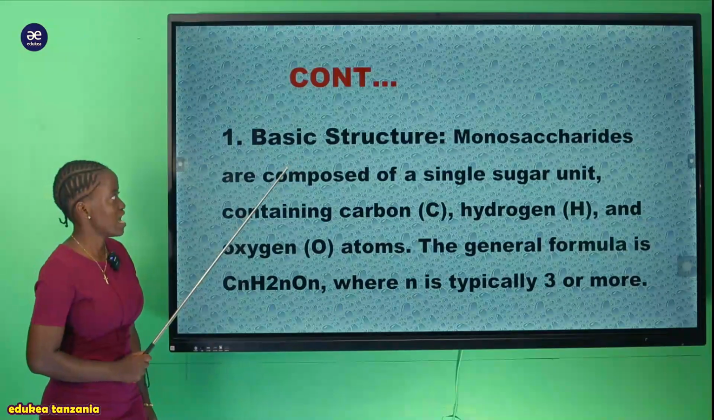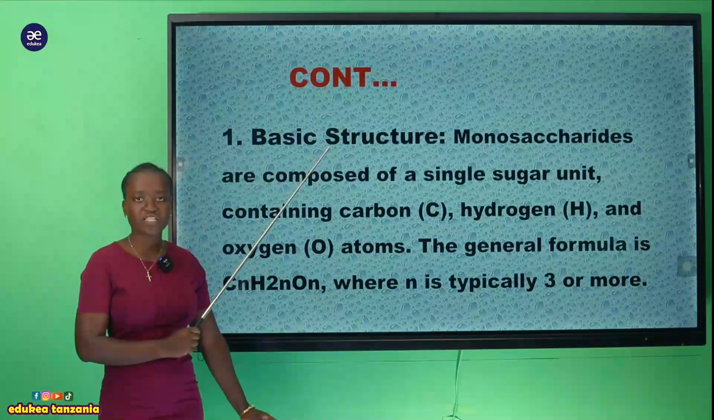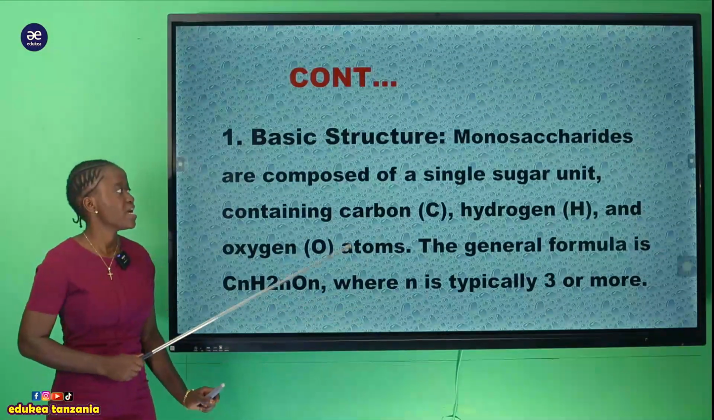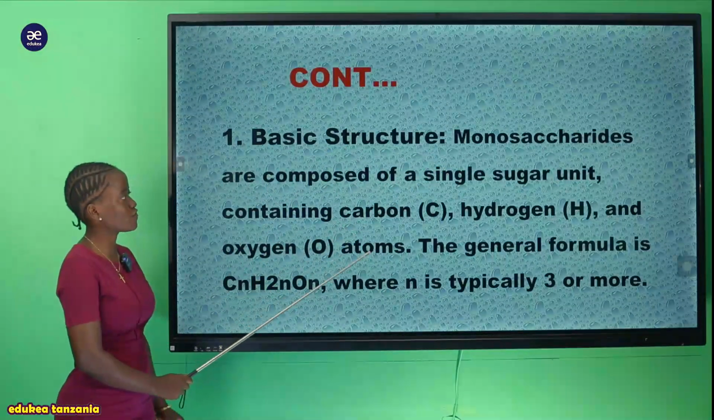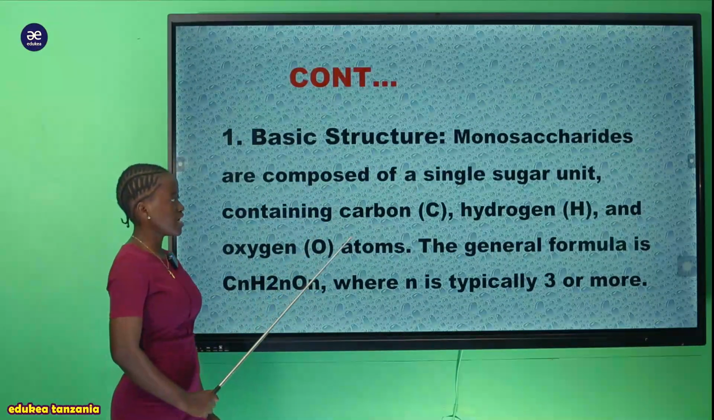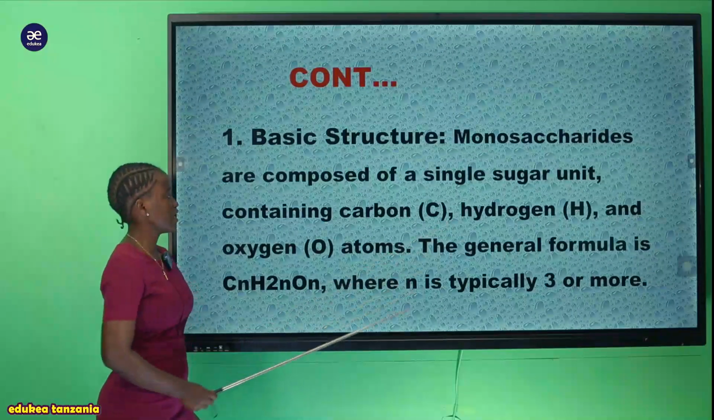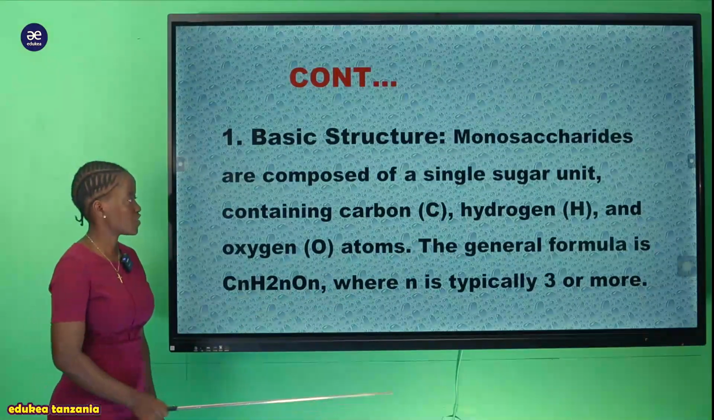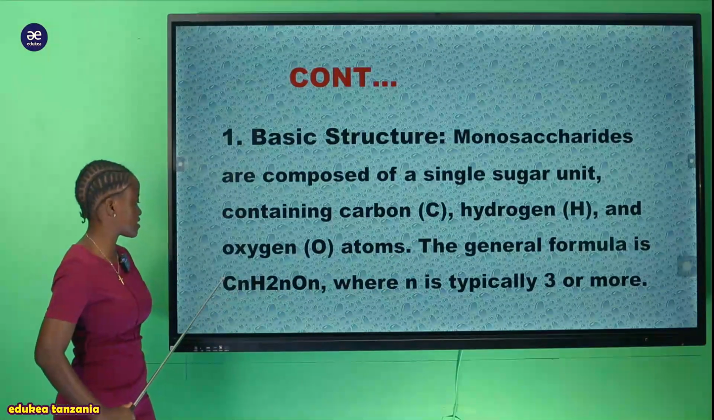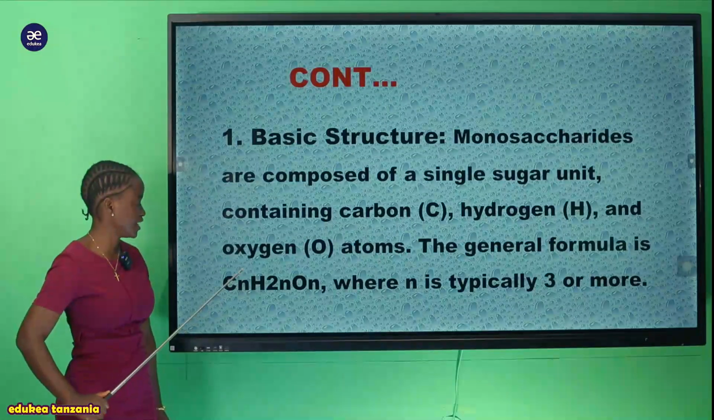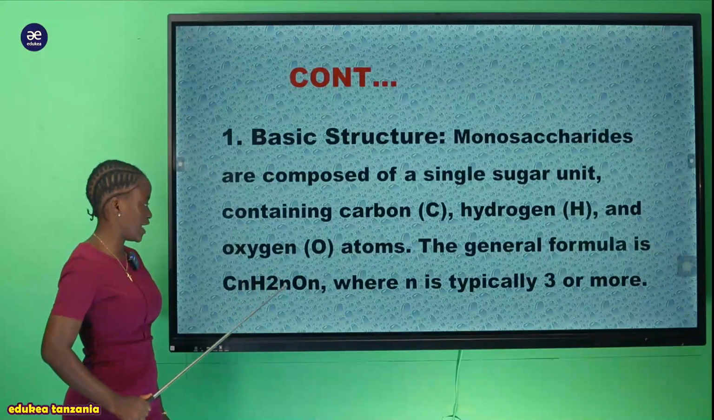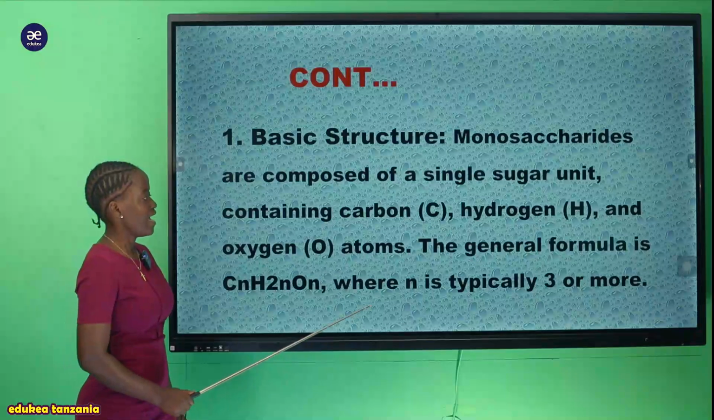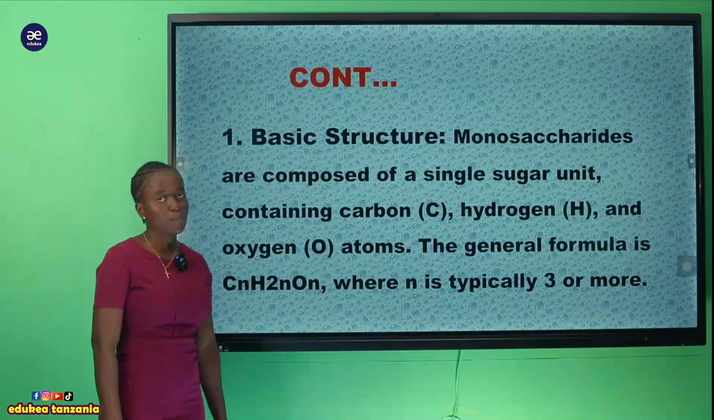The first property of carbohydrate, simply here we can say that monosaccharides are composed of a single sugar unit containing carbon, hydrogen, and oxygen atoms. So the general formula is CnH2nOn, carbon n, hydrogen 2n, oxygen n, where n is typically 3 or more.